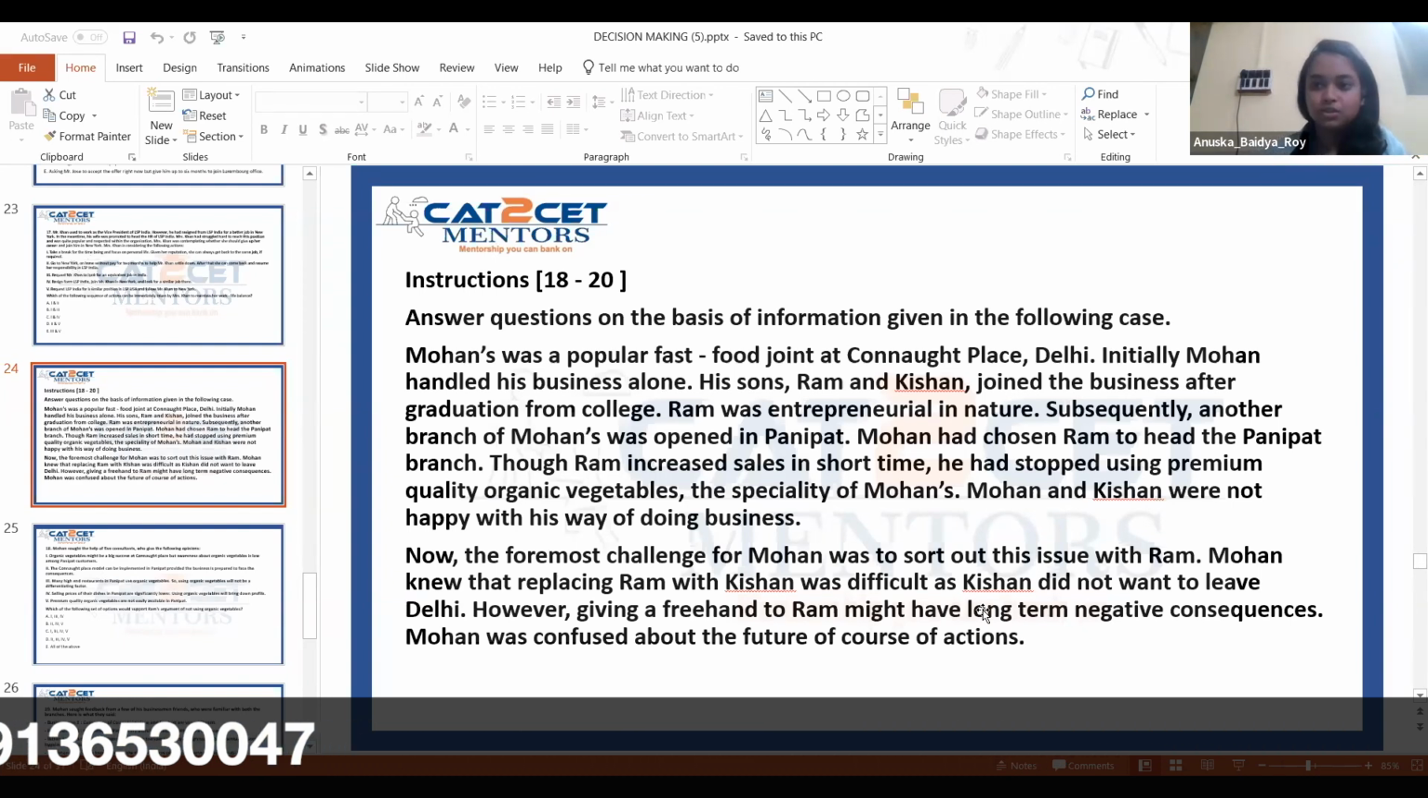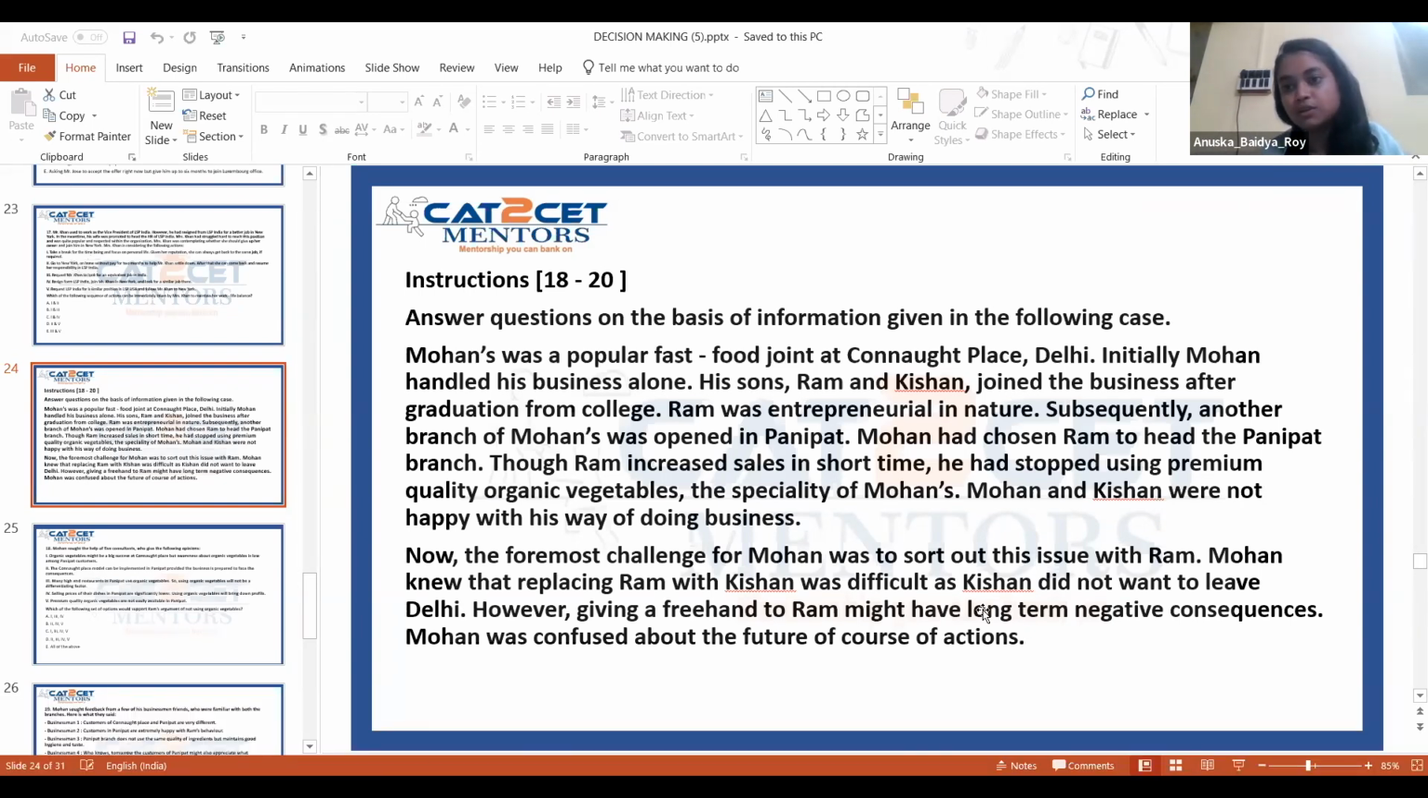One son is entrepreneurial in nature, sets up a branch somewhere else, and he stops using quality organic vegetables, which is the trademark of Mohan's. Mohan and Kishan are not happy with this. Now he cannot replace Ram with Kishan because Kishan does not want to leave Delhi. Important thing to note: he doesn't want to leave Delhi, so it cannot be replaced. However, giving a free hand to Ram might have long-term negative consequences because the name of Mohan's might get impacted. The brand name will get impacted if he keeps on using bad quality stuff. So Mohan was confused about the future course of action.